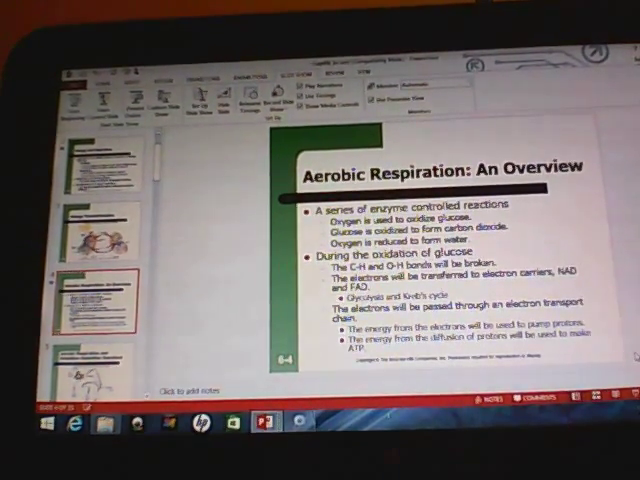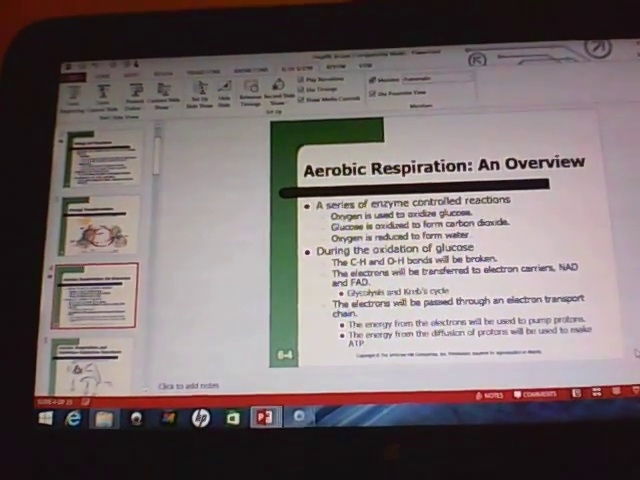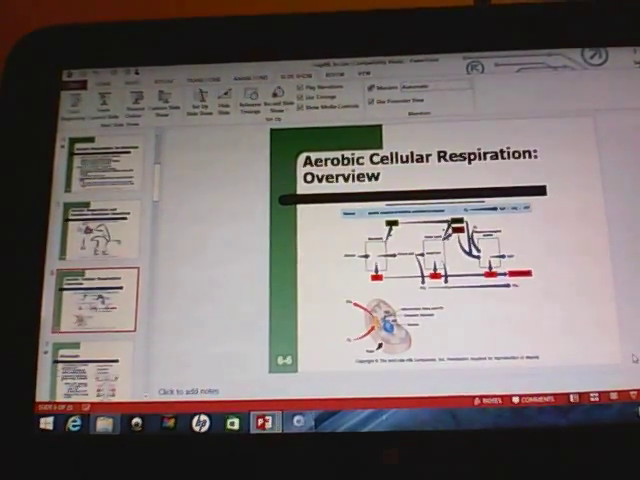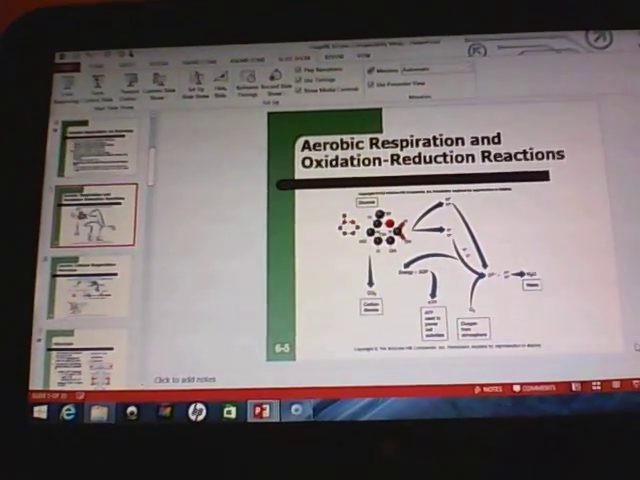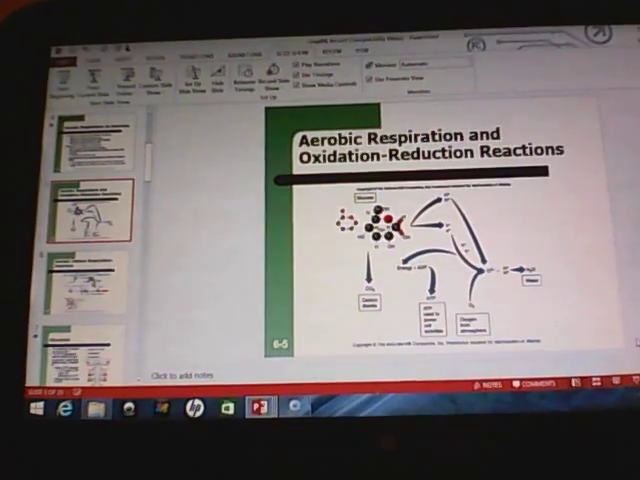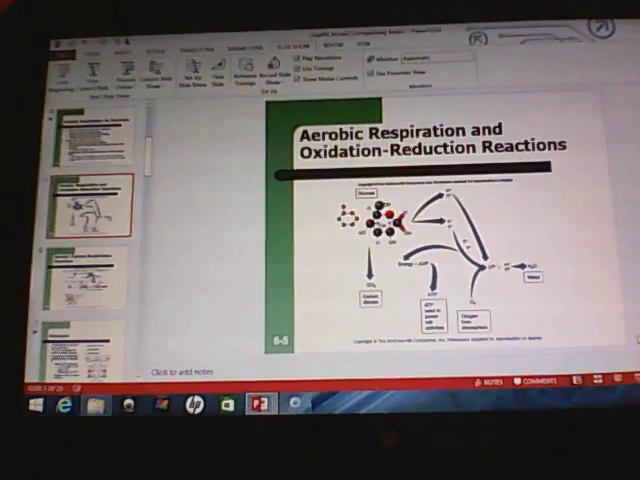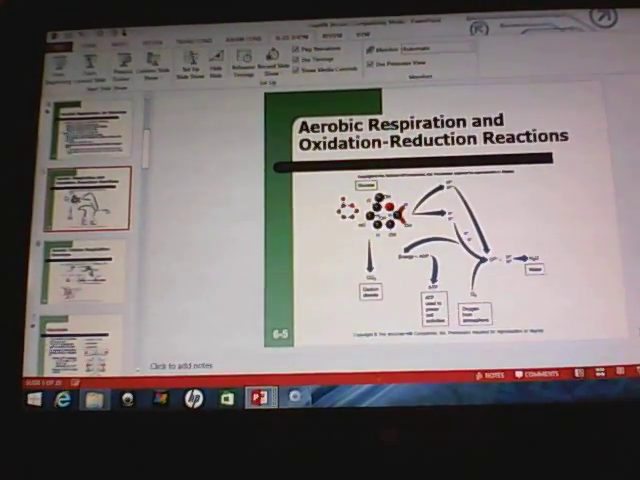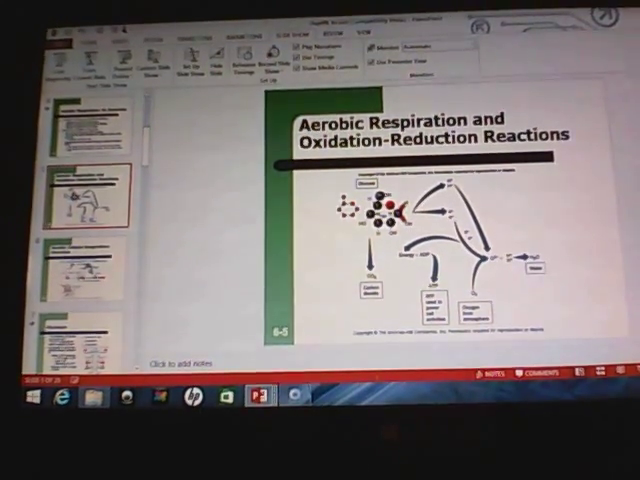Then the electrons pass through the electron transport chain, and that goes on to make energy for ATP. I did talk about this before, and just remember from chapter 5, we talked about ATP being the main energy for the cell, and that the most ATPs are made during the electron transport.